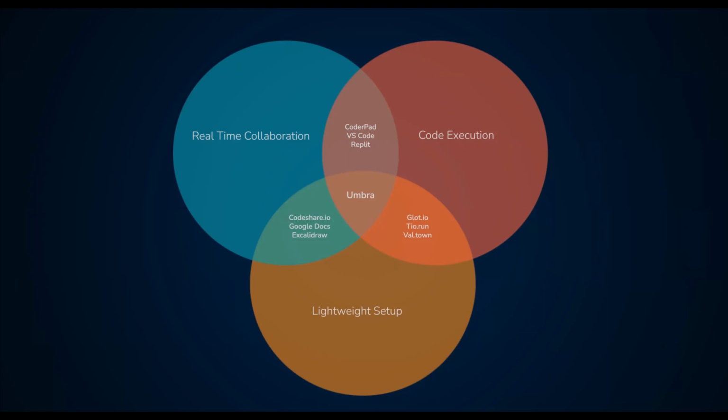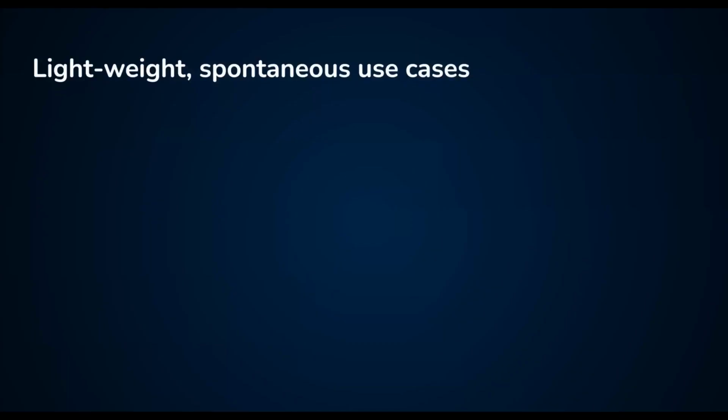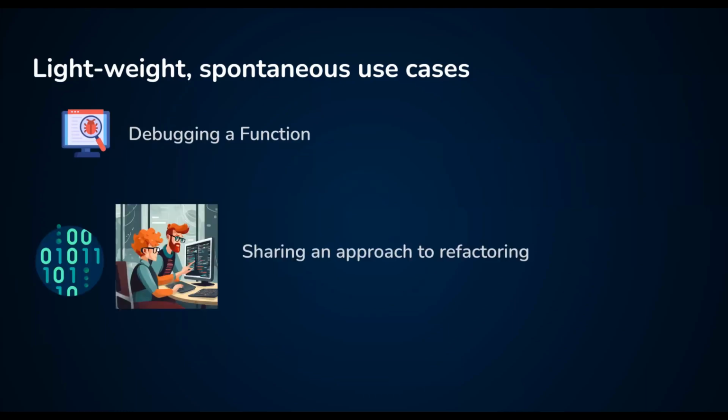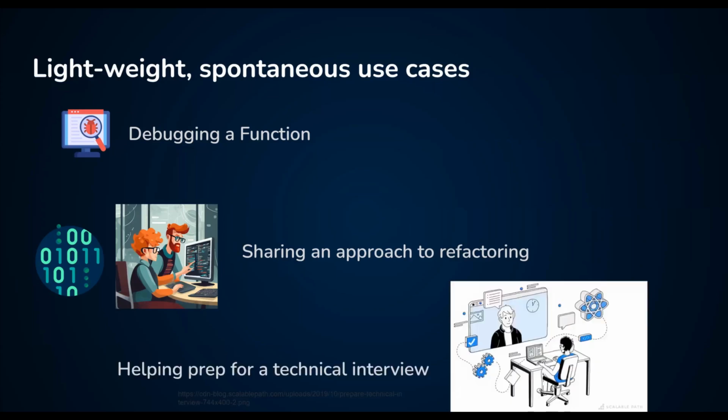While these existing applications provide a wealth of features, our aim was not to supplant them, but to build a tool that resides at the optimal intersection of real-time collaboration, in-browser code execution, and a streamlined setup process. Umbra is well suited for such use cases as debugging a function, sharing methods for refactoring code, assisting with technical interview preparation, or any scenario that benefits from immediate collaborative editing and code execution, where the need for a full-fledged IDE environment is secondary to the convenience of spontaneous collaboration.